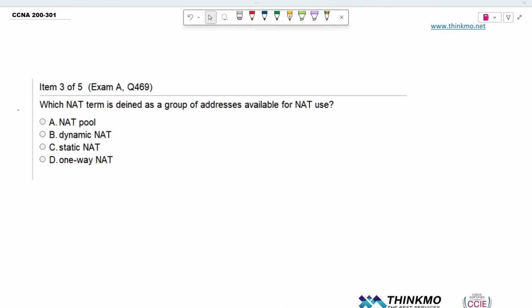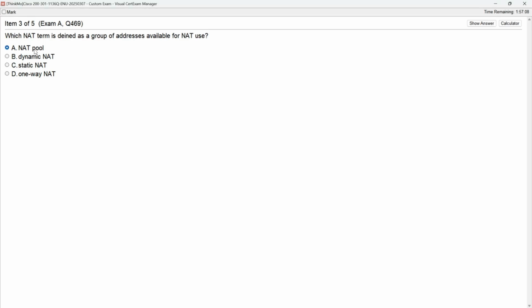So for the third question, it specifically asks, among the following options, which particular NAT term is precisely defined as a comprehensive set of available NAT addresses? So the dynamic one refers to the NAT address pool, so the correct answer is A. You don't need to look at the others, dynamic NAT, static NAT, and unidirectional NAT. None of those are correct, they're all wrong. The correct answer is A.